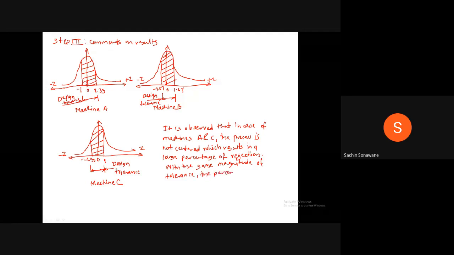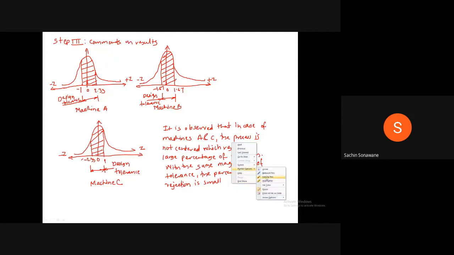The percentage of rejection is small in case of machine B, as the process is centered. Centered means symmetric.